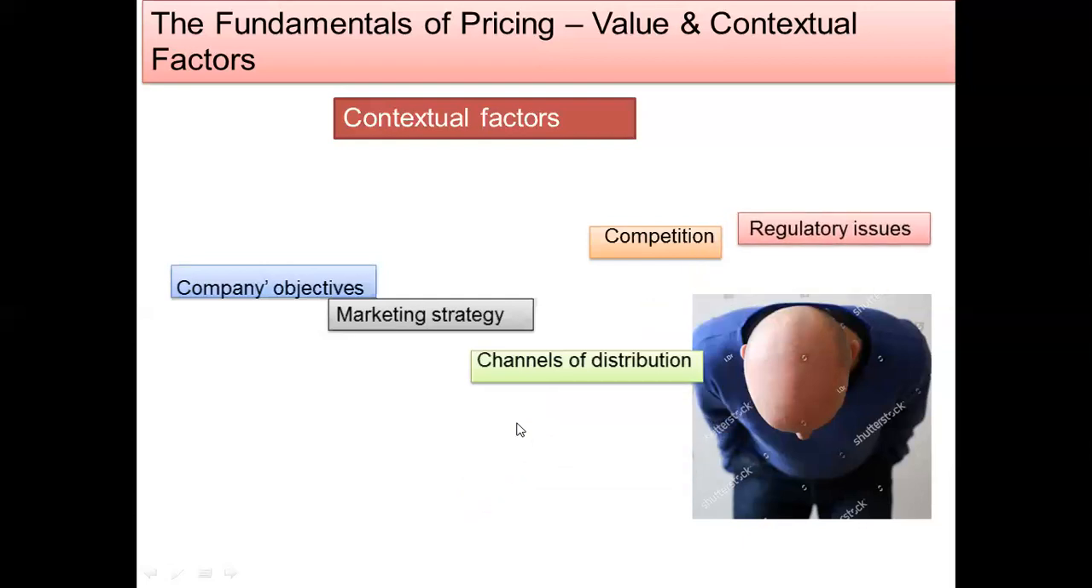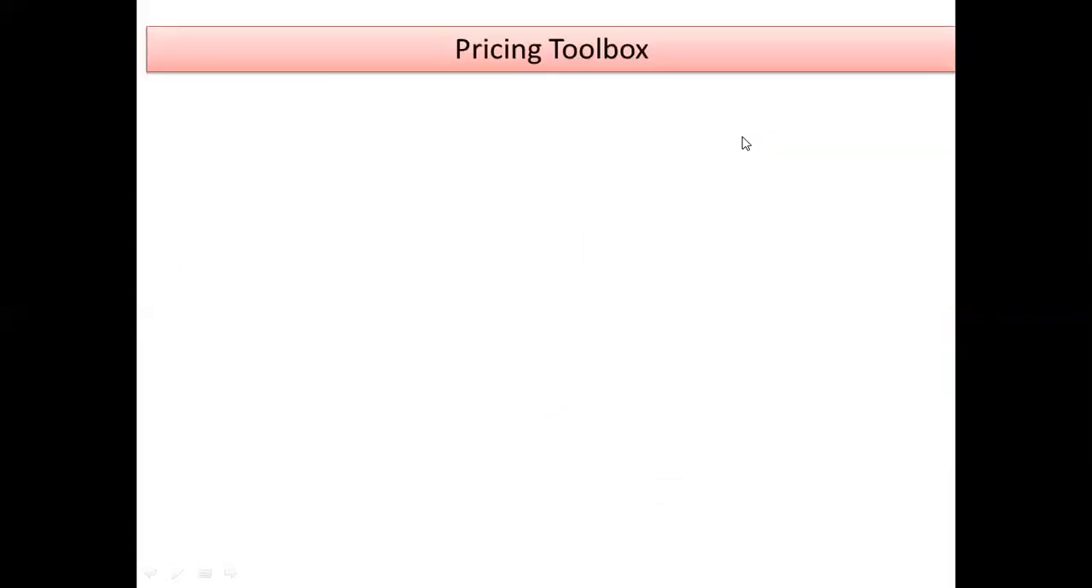Then there are the regulatory issues. The prices of many items are regulated by the government. The government may fix price maximums or price minimums. So you are supposed to obey whatever regulations are related to your product.